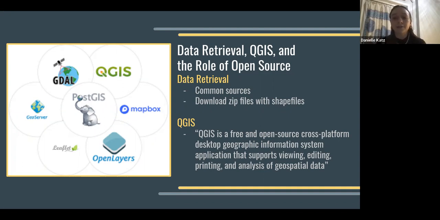And you'll be able to download that file within a zip file that will give you an Excel sheet of the data with a bunch of different attributes about it, and a shapefile, which is what that data becomes when it has a geographic aspect to it and it has coordinates that can be plotted. It's just called a shapefile. And then QGIS is the software that we'll be using. It's a free open source cross-platform desktop geographic information system application that supports the viewing, editing, printing, and analysis of geospatial data. And we will be viewing, editing, printing, and doing analysis of that data.